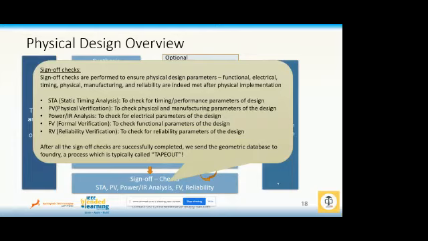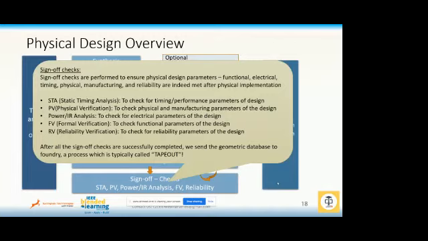We do physical verification. This is to check whether all the physical and manufacturing parameters of the design are intact. We do power and IR drop analysis. This is to ensure all electrical parameters are met in the design. And we do formal verification. This is to ensure all the functional parameters are met in the design. And we do reliability verification just to ensure all the reliability parameters are met.